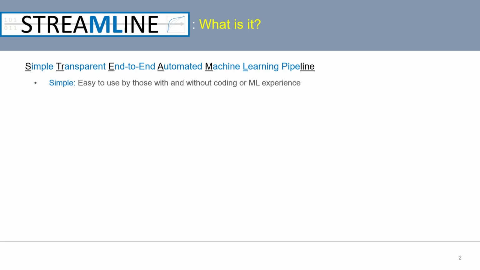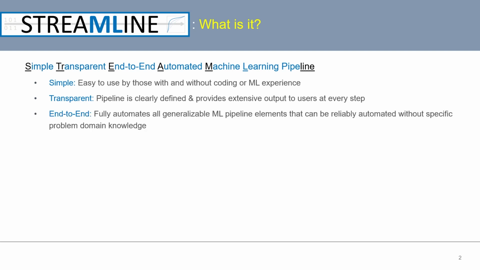Simple here refers to being easy to use by those with and without coding or machine learning experience. Transparent refers to the pipeline being clearly defined and providing extensive output to users at every step. End-to-end refers to the fact that STREAMLINE fully automates all generalizable machine learning pipeline elements that can be reliably automated without specific problem domain knowledge.